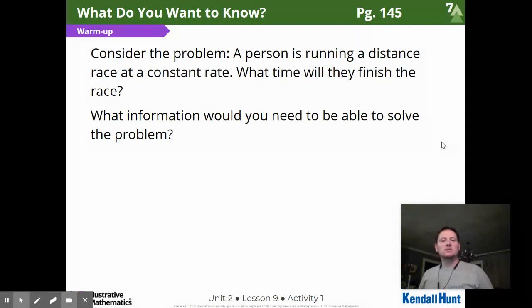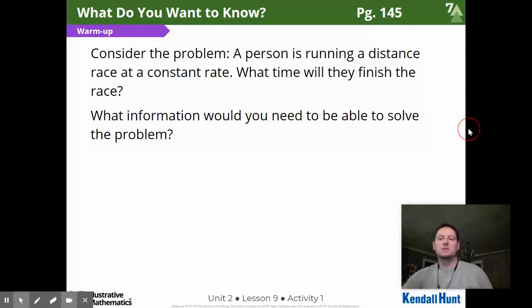What information would you need to be able to solve a problem like this? Just think to yourself. We're going to get more into how to justify our answers and come up with some reasoning skills, so this is what this is going off of. Pause the video for a moment and think about it. What information would you need to solve this?